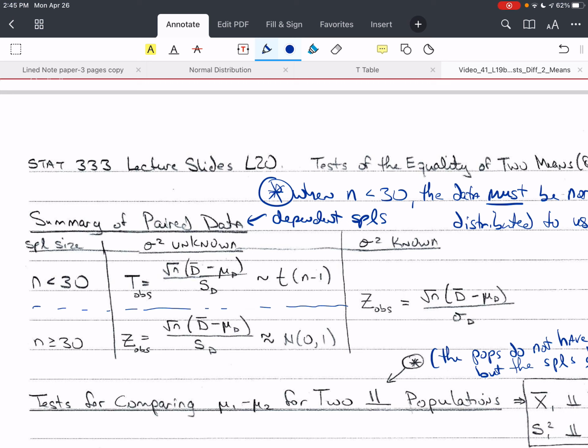Now, for n less than 30, where we don't know sigma, then we use t, okay? And it has a t distribution with n minus 1 degrees of freedom. When we have a sample of at least 30, then we can use z, the standard normal, by the central limit theorem. Okay? Now, when we do know sigma, then we can use z. But again, if n is less than 30, then the data has to be normally distributed, okay?